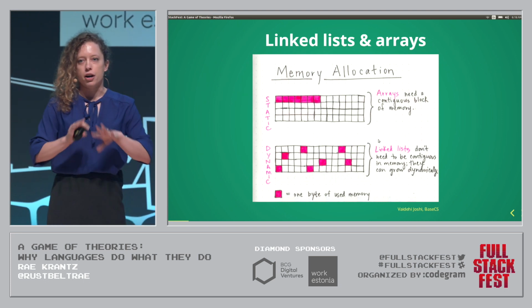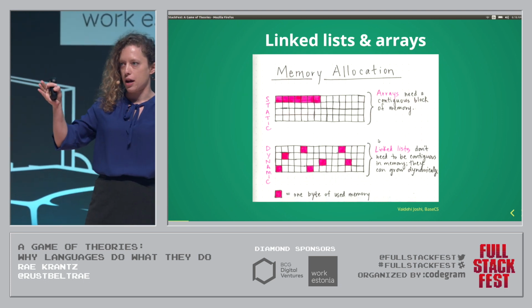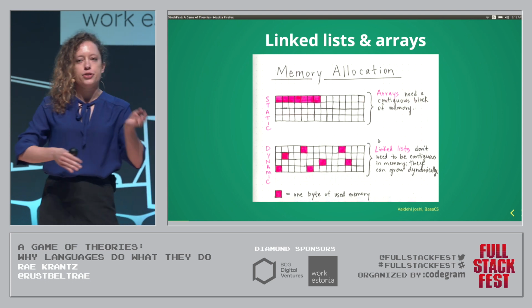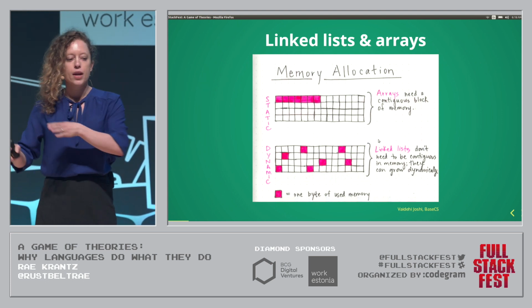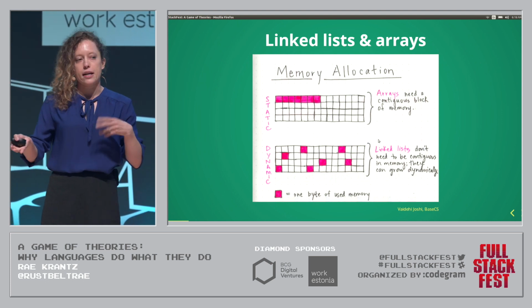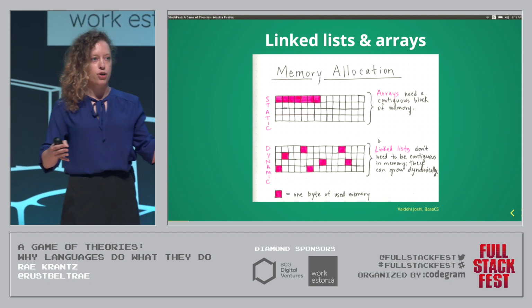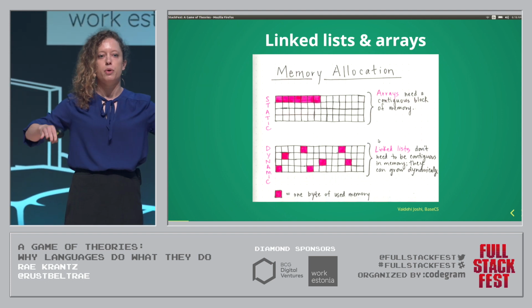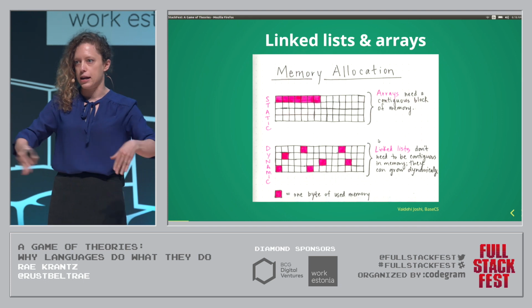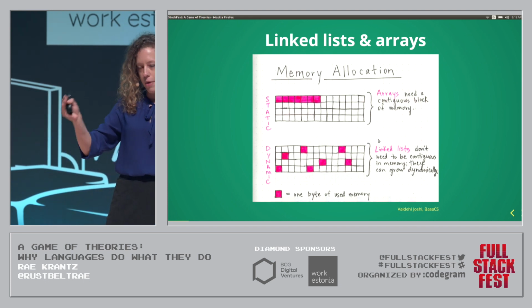So arrays are static. They need a continuous block of memory. This is great because you can access by index. This is not so great because if you want to add or subtract things from the array, you have to remake an entire new array in a new contiguous block of memory.